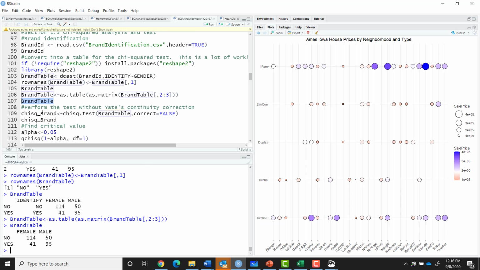Okay, so the chi-squared test, basically run it using chi-squared.test. We just put in the table, and there's something called Yates's continuity correction, which adjusts for the fact that we're turning something discrete into something continuous. But we're not going to worry about that. We're just going to use the basic chi-squared test.